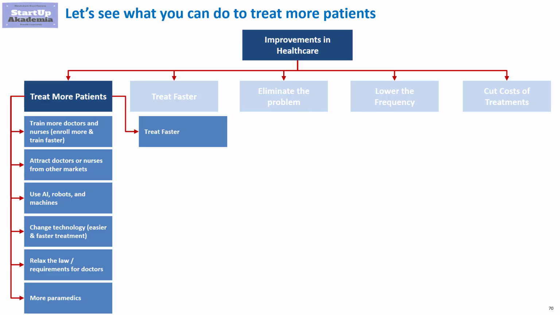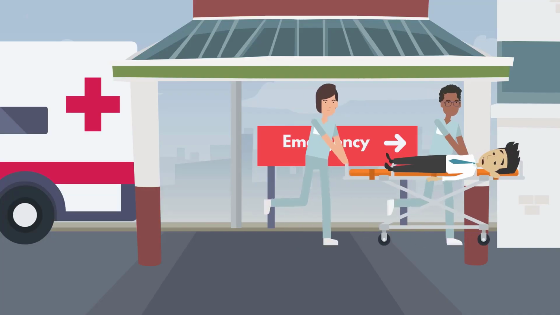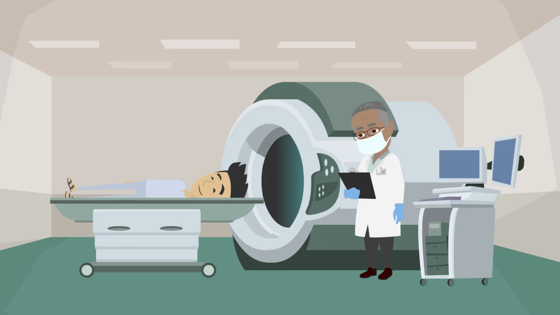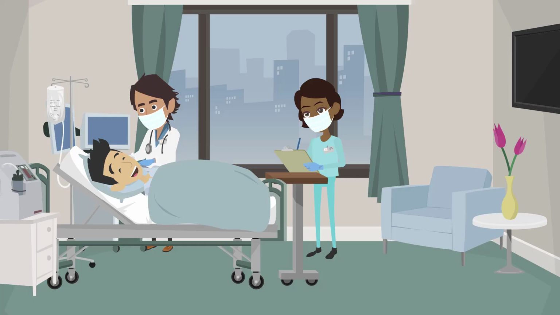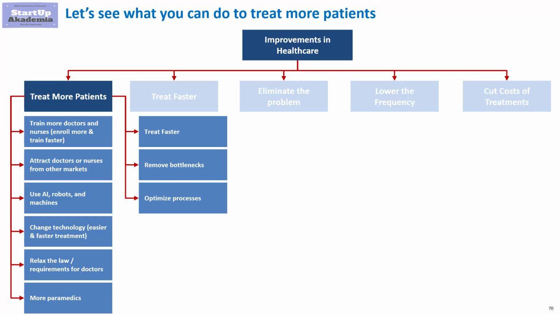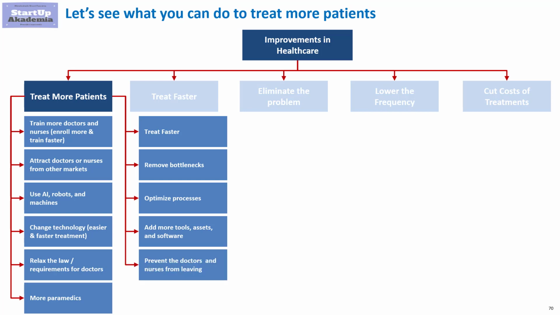Obviously, if we manage to treat patients faster, then in most cases, we will also be able to treat more patients. This is especially true when it comes to removing bottlenecks and optimizing processes. Bear in mind that optimizing a process to treat more patients may suggest a different course of action than optimizing a process to treat patients faster. We can also add more tools, assets, and software to treat more patients. Quite often a tool or a software product can replace a doctor and help increase the capacity of the system.